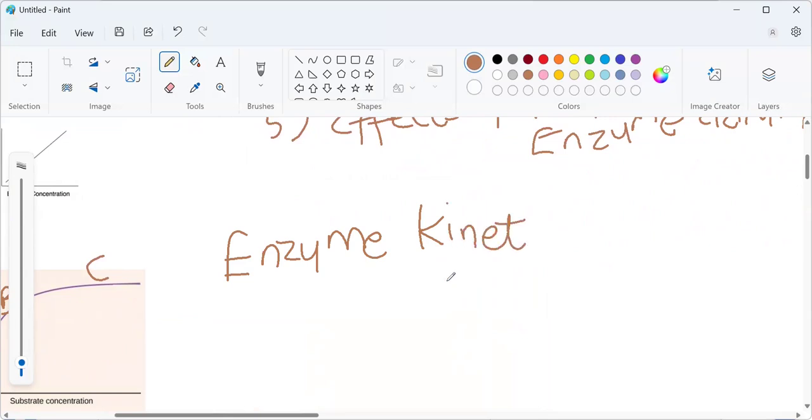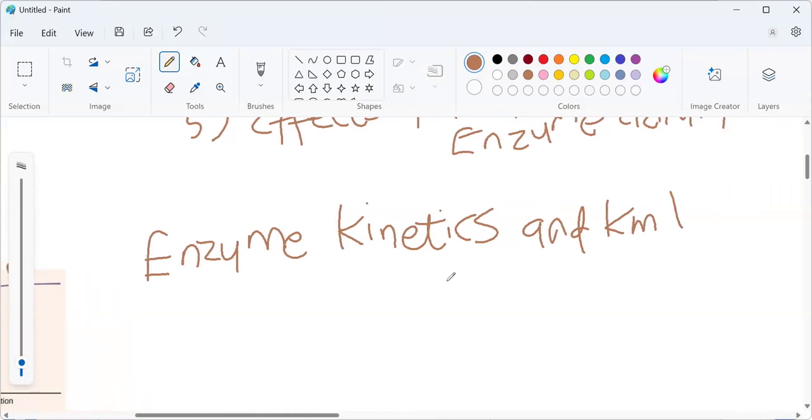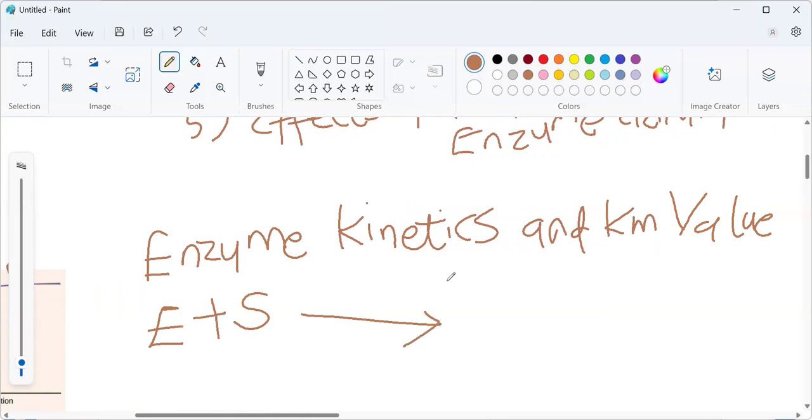Enzyme kinetics and Km value. The enzyme E and the substrate S combine with each other, and once they combine, they form an unstable enzyme substrate complex, ES. It's an unstable complex for the formation of a product. The product will be E plus P.